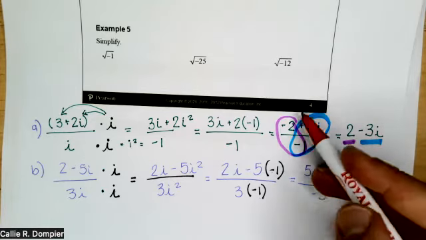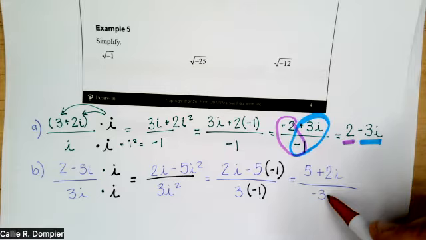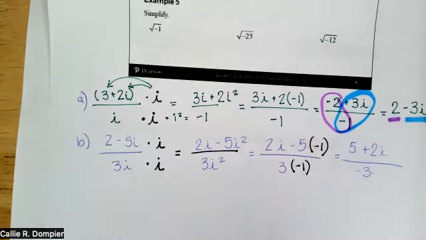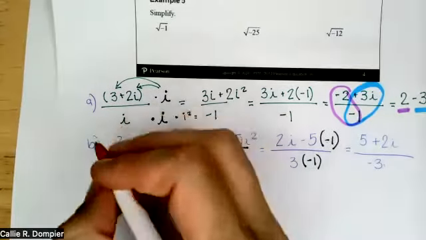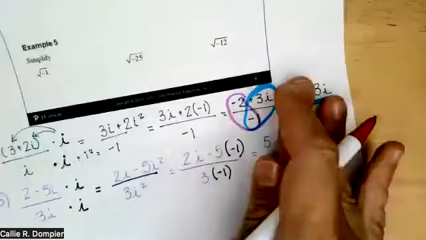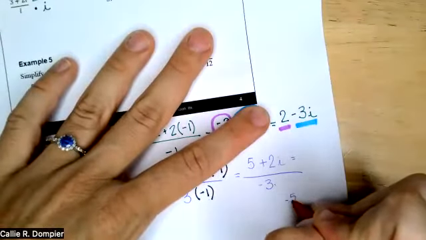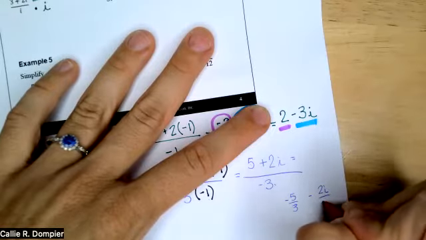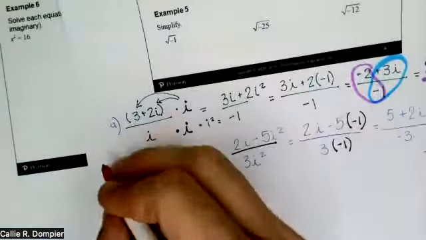I cannot simplify this. Here, -2 can be divided by -1, but 5 can't be divided by a -3 to make it any simpler. So that's my final answer. It can be written as -5/3 minus 2i over 3, but you don't need to. You just leave it like that. Just saying those are the same value.